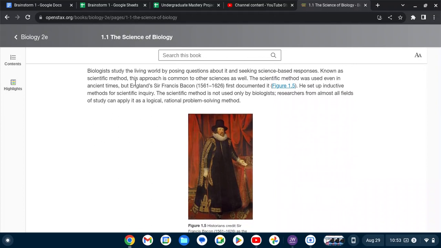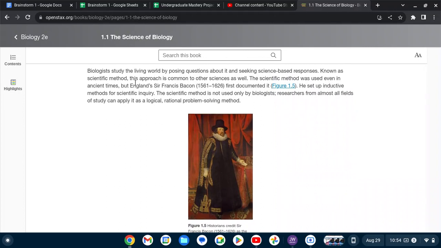The scientific method. Biologists study the living world by posing questions about it and seeking science-based responses. Known as scientific method, this approach is common to other sciences as well. The scientific method was used even in ancient times, but England's Sir Francis Bacon first documented it. He set up inductive methods for scientific inquiry.